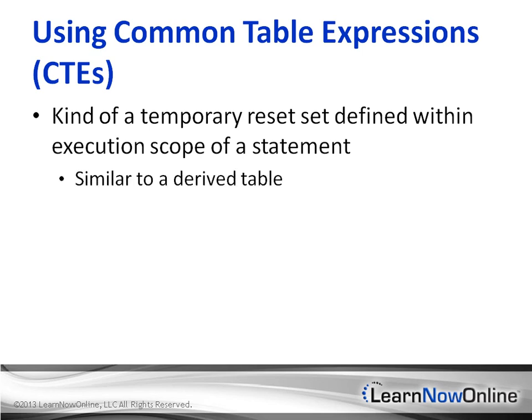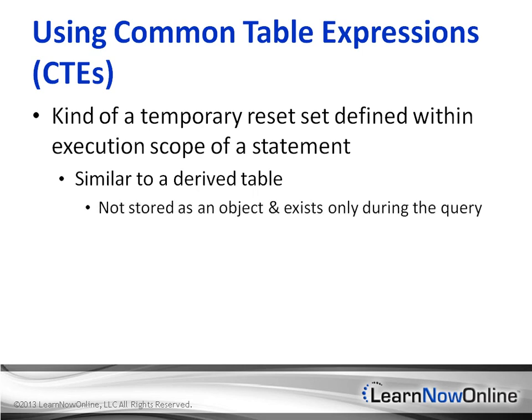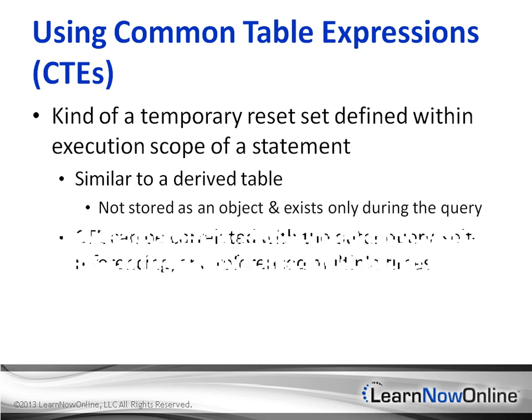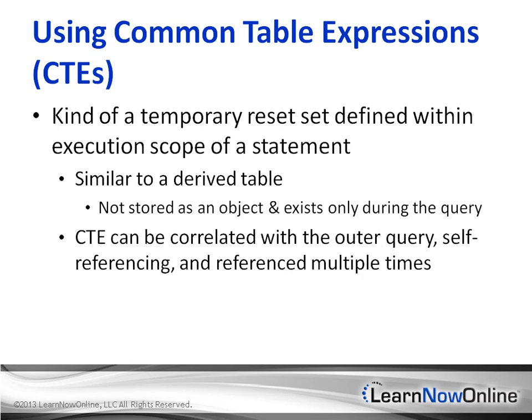So a CTE is similar to a derived table in that it's not stored as an object and lasts only for the duration of the query. But unlike a derived table, a CTE can be correlated with the outer query. It can be self-referencing and can be referenced multiple times in the same query. So common table expressions are just much more flexible than derived tables.